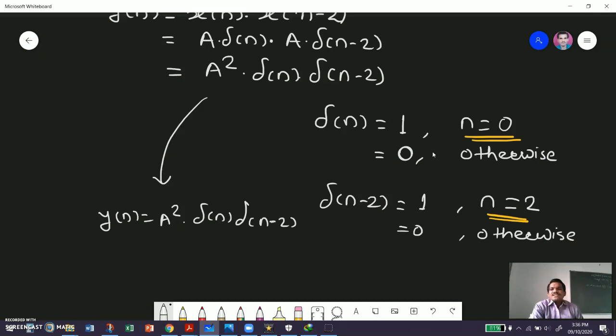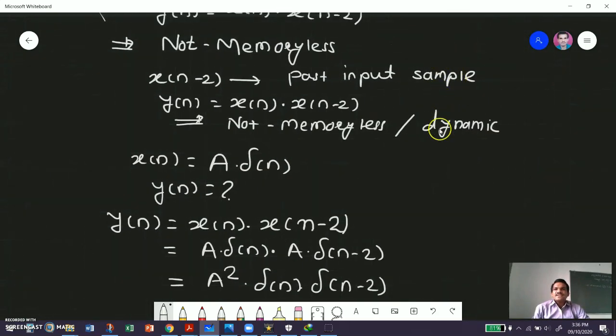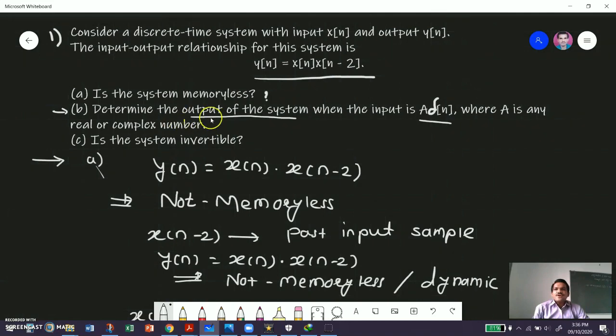When you put n equals 0, you will get y of 0, and that equals 0. Why? Because delta n is 1 but delta n minus 2 is 0. That's why for all n we will get y of n equals 0. That is what the problem asked: find the output of the system when the input is a times delta n. So the output of the system is 0.